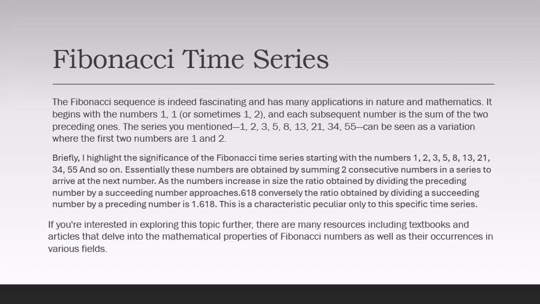Now, what's interesting about this, as the numbers increase in size, the ratio obtained by dividing the preceding number by a succeeding number approaches 0.618, which is known as the golden mean.